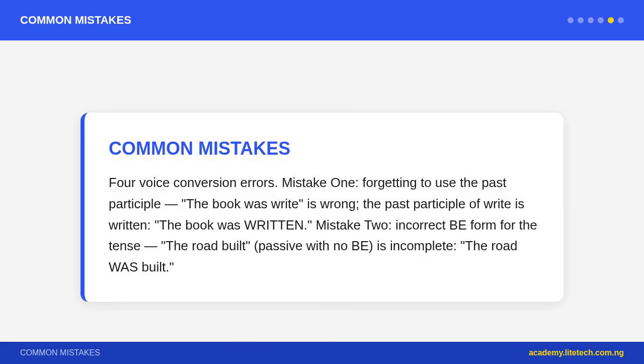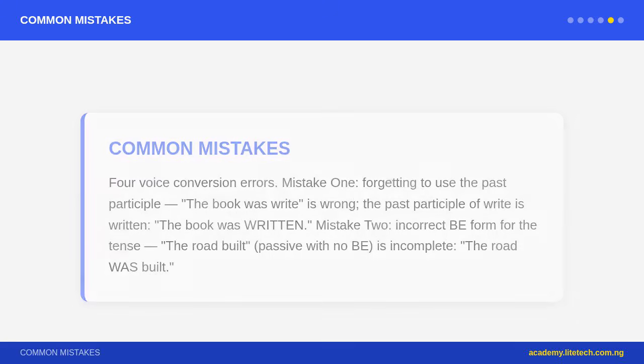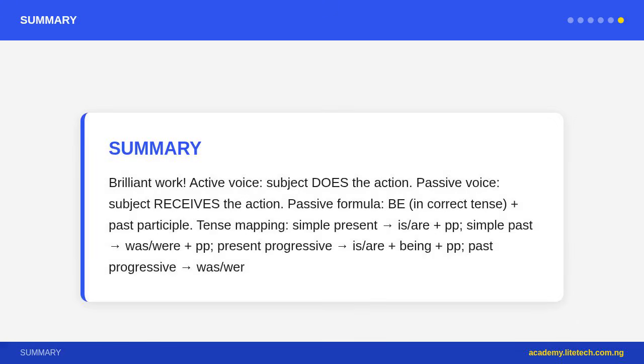Four voice conversion errors. Mistake 1: forgetting to use the past participle. The book was wrote is wrong; the past participle of write is written: the book was written. Mistake 2: incorrect be form for the tense. The road built, a passive with no be, is incomplete; the road was built. Mistake 3: keeping the original subject as the subject in the passive. Emeka was eaten the yam is wrong. The object, yam, must become the subject: the yam was eaten by Emeka.